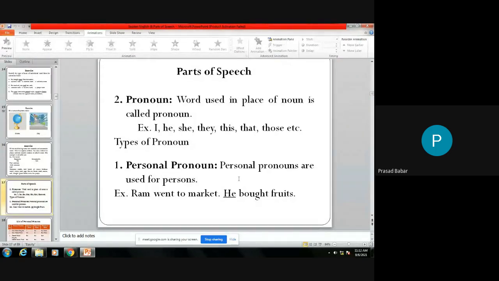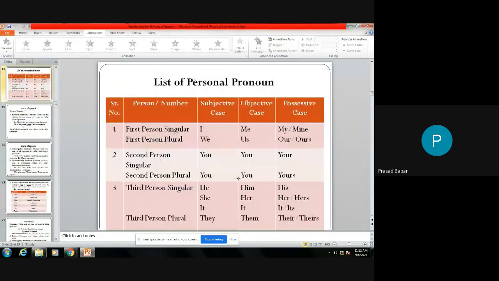Okay, so we have discussed the first type, that is personal pronoun. Personal pronoun is a pronoun which is given to a person. There are 3 types of person: first person, second person, and third person.